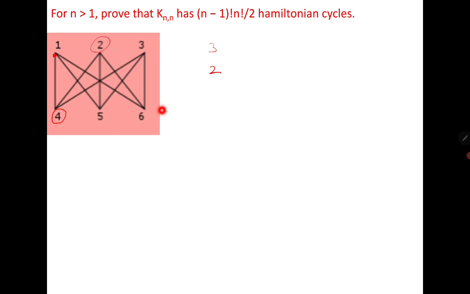Then from 2 there are 2 choices, so 3 cross 2. So let's say I go to 6. Then from 6 there is only one choice, 2 cross 1. And from 3 there is only one choice. So it means 3 factorial multiplied by 2 factorial. Yes, again try to understand. From 1 there are 3 choices, then 2 choices, then 1 choice to visit the other set. And to visit the same set, there are initially 2 choices, and once a vertex is visited, there is only one choice. So therefore 3 factorial multiplied by 2 factorial.